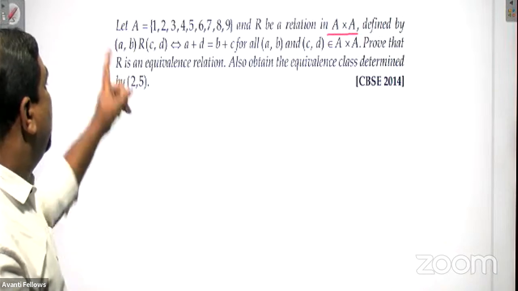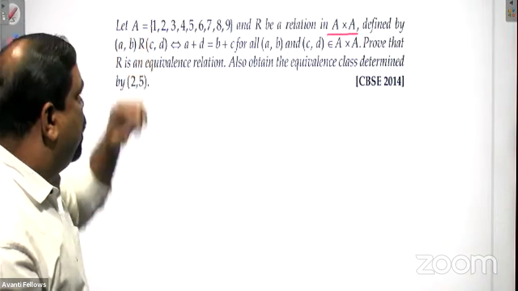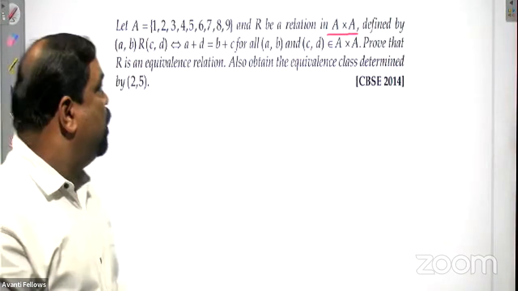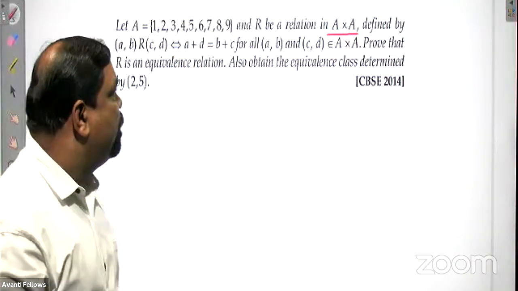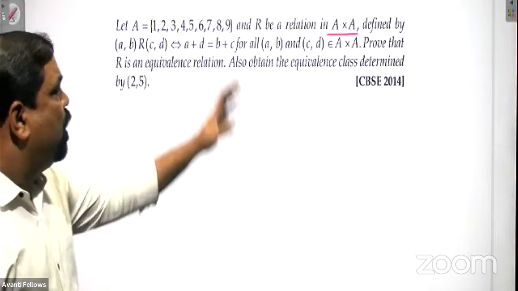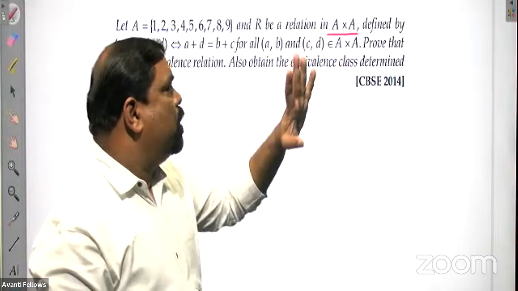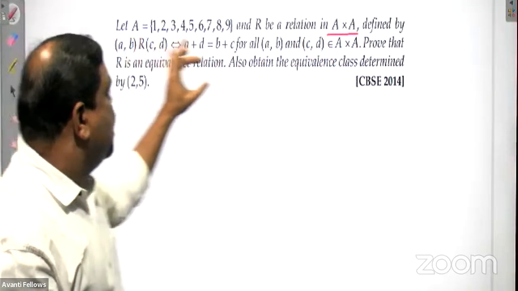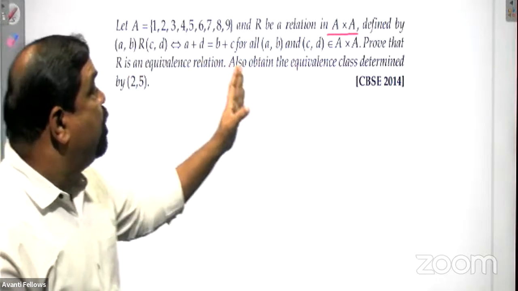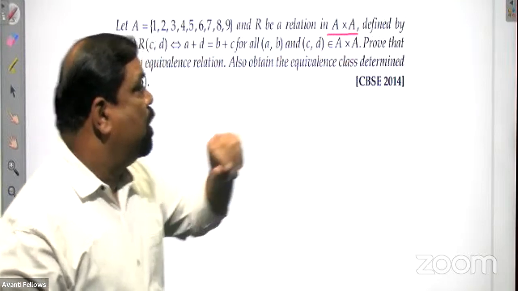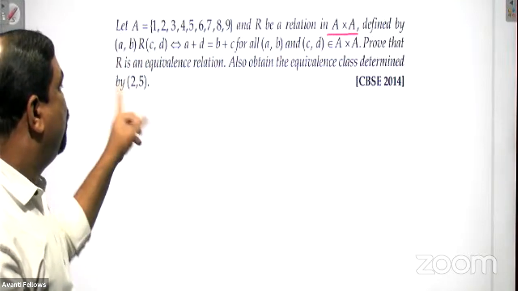Defined by (a, b) related to (c, d) if and only if a plus d equal to b plus c, where (a, b) and (c, d) belong to A cross A. So prove that R is an equivalence relation. Also obtain the equivalence class determined by (2, 5).